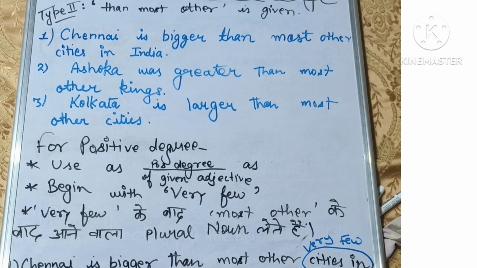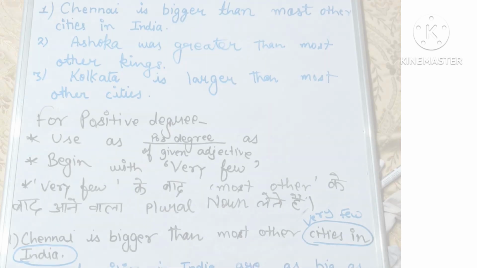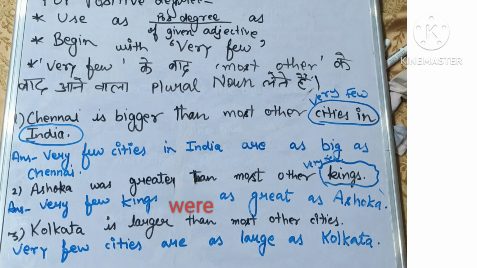And rule number 3 is what we have to take after "very few". The words that come in the sentence after "than most other", whatever is given in the sentence, you just write those words after "very few". Sentence number 1, what is given after "than most other"? After "than most other", we are given cities in India. So what we will do? Very few cities in India.